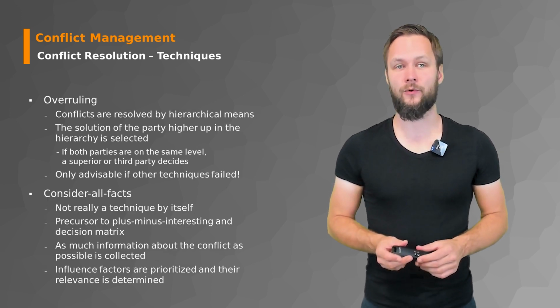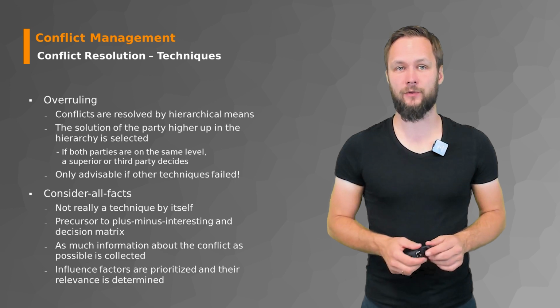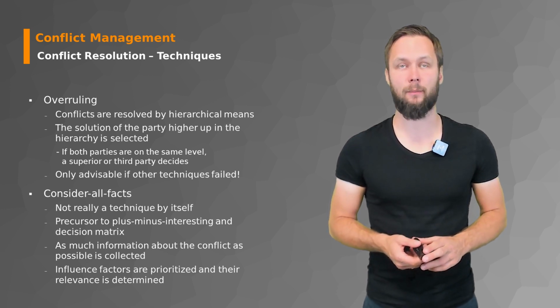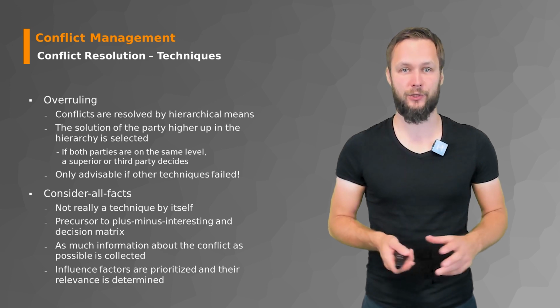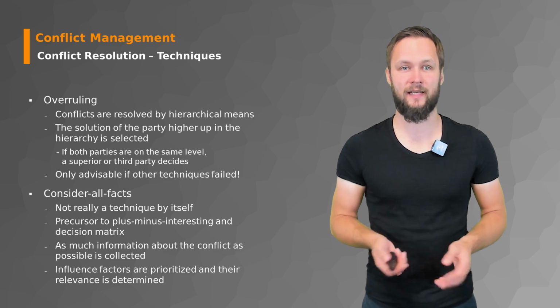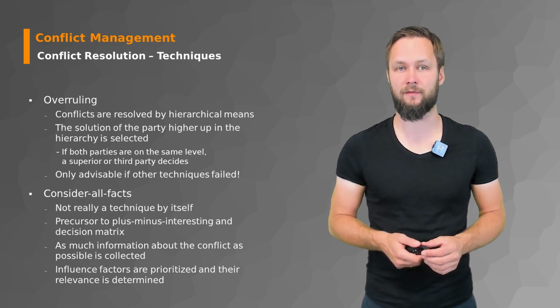Next, we have overruling. The conflicts are resolved by hierarchical means, which is quite often an approach that you see in larger corporations. The solution of the party higher up in the hierarchy is selected. If both parties are on the same level, a superior or third party decides.